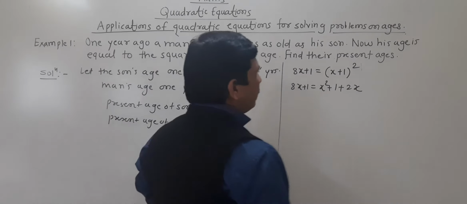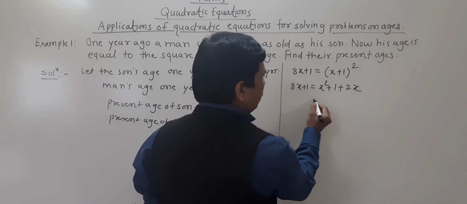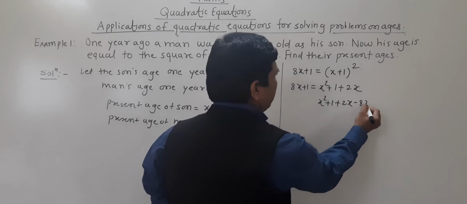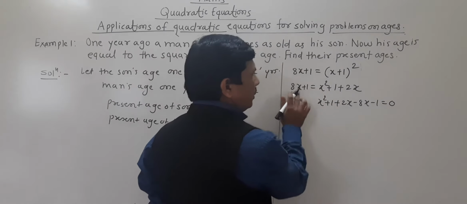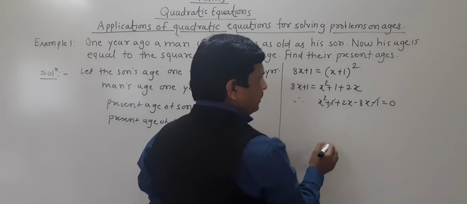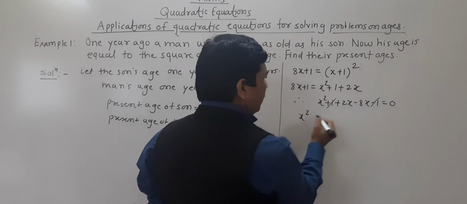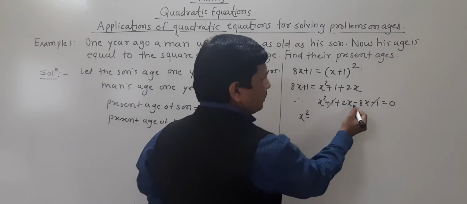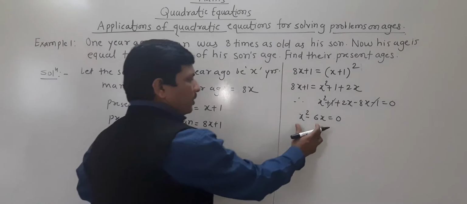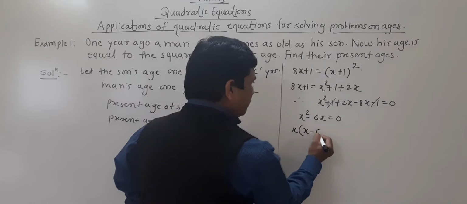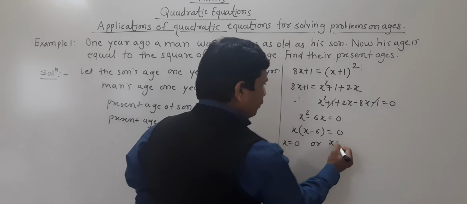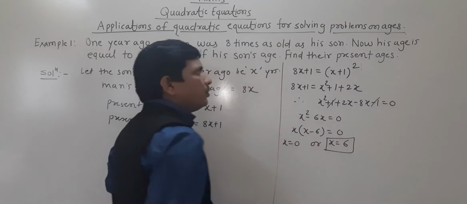Okay, we take x square plus 1 plus 2x minus 8x minus 1 is equal to 0, taking everything to the RHS. Plus 1 minus 1 is cancelled. x square, 2x minus 8x is minus 6x, is equal to 0. From this we can take x common: x into x minus 6 is equal to 0. So x is equal to 0 or x is equal to 6.